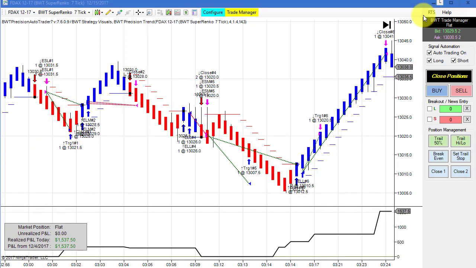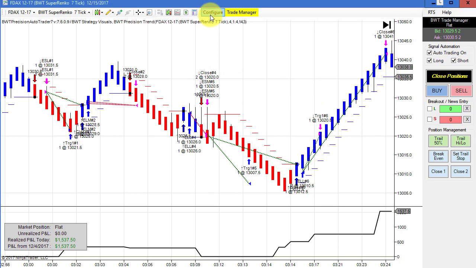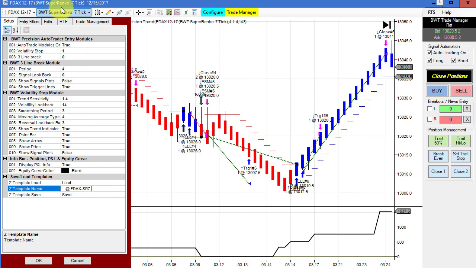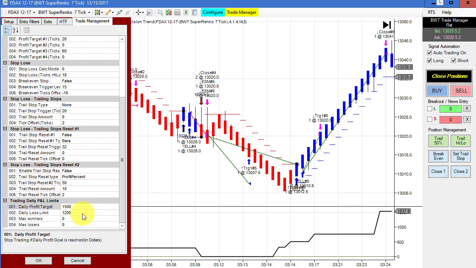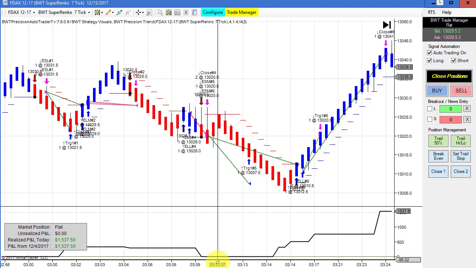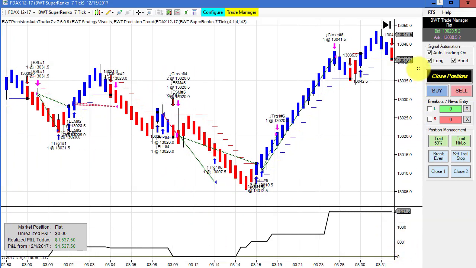Okay, the Dax on the Superenco 7 tick did 1537, and here's the template that we use for the Dax, and then our daily goal on this is 1500 and a loss limit of 1200. So we hit our goal with 1 tick of positive slippage, and pretty impressive looking trades here on the Dax.